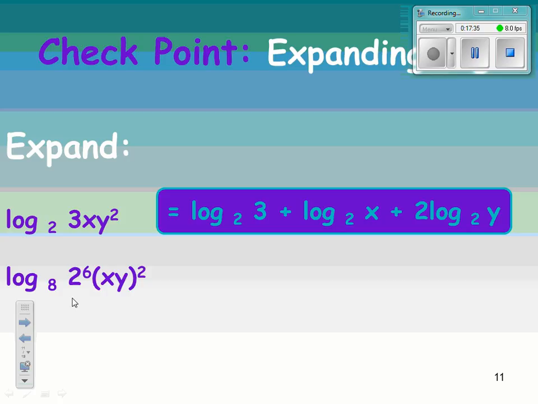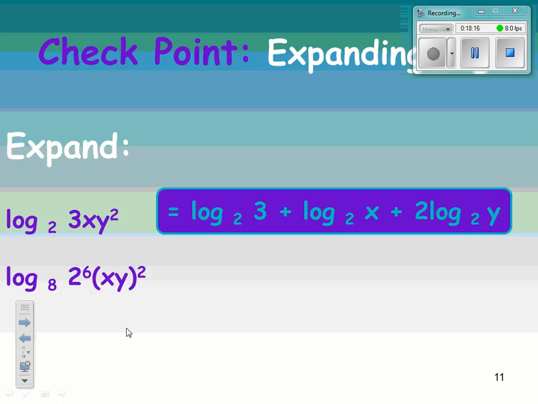Okay, let's look at our second one. I've got log base 8 of 2 to the 6. Okay, so that's going to be 1 part, and the 2 has an exponent. Then I've got x times y squared. Now here's the difference. The one we just did didn't have parentheses. This one does. Since it's got parentheses right here, what that's really saying is x gets the squared and y gets the squared. So they're both going to get that too.